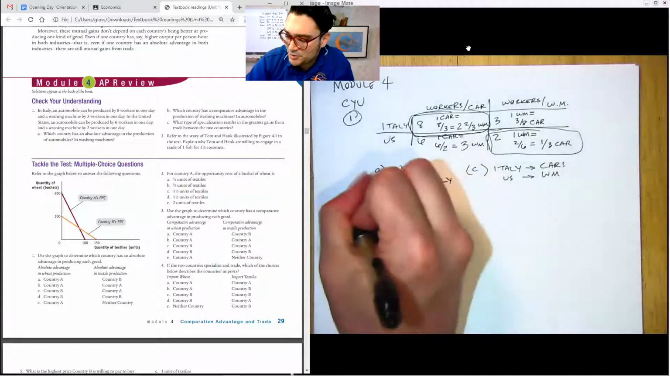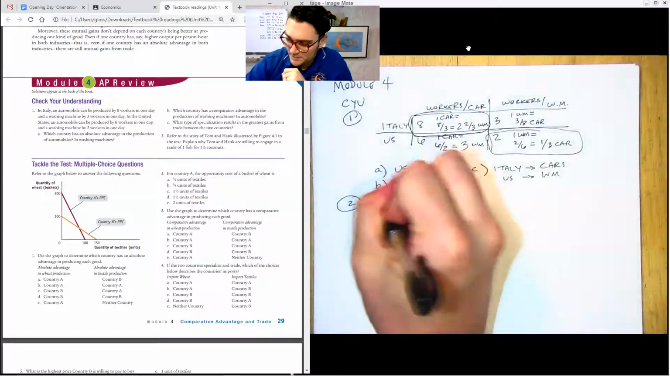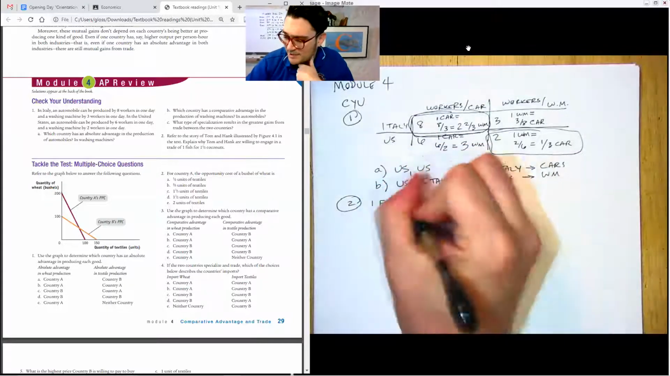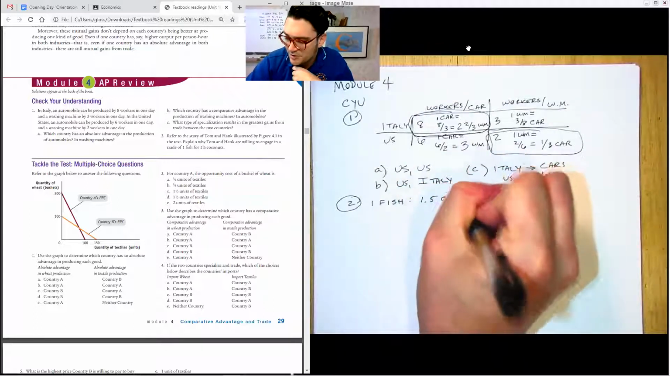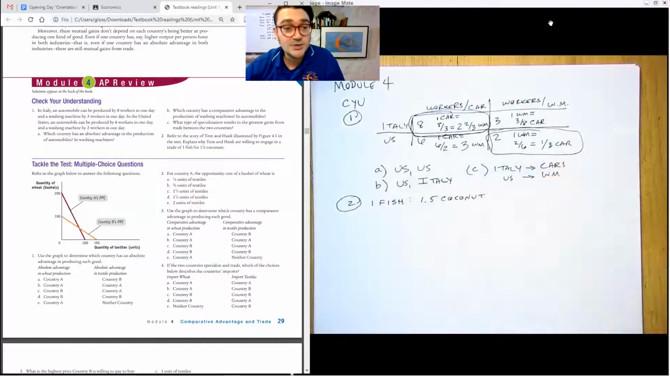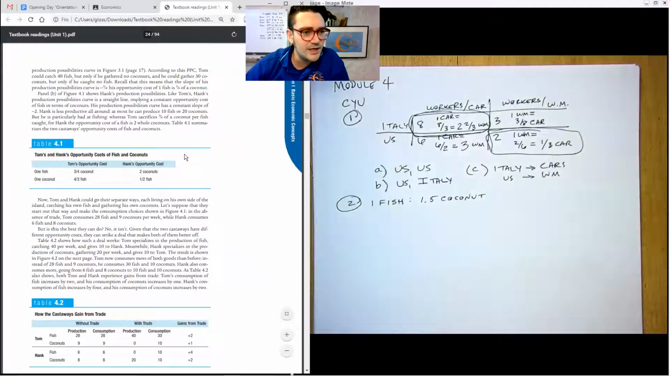All right, now let's talk about number 2. Number 2 says, refer to the story of Tom and Hank in figure 4.1 and explain why Tom and Hank are willing to engage in trade of 1 fish for 1.5 coconuts. Now, I'm going to write that out here, and then we'll scroll back in the book. You probably won't need to do that if you have the book in front of you. So let's scroll back and let's look at figure 4.1.